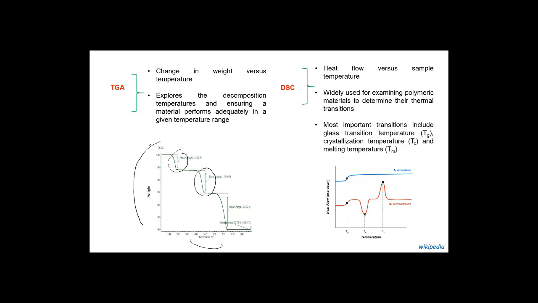Now let's discuss about DSC or differential scanning calorimetry. In contrast to TGA, here in DSC, heat flow versus sample temperature is plotted. This is a typical DSC graph where heat flow is plotted against temperature. DSC is widely used for examining polymeric materials to determine their thermal transitions, and there are mainly three important transitions that occur in DSC graph, which are glass transition, then crystallization and melting temperature. These all three can be calculated using the DSC graph.